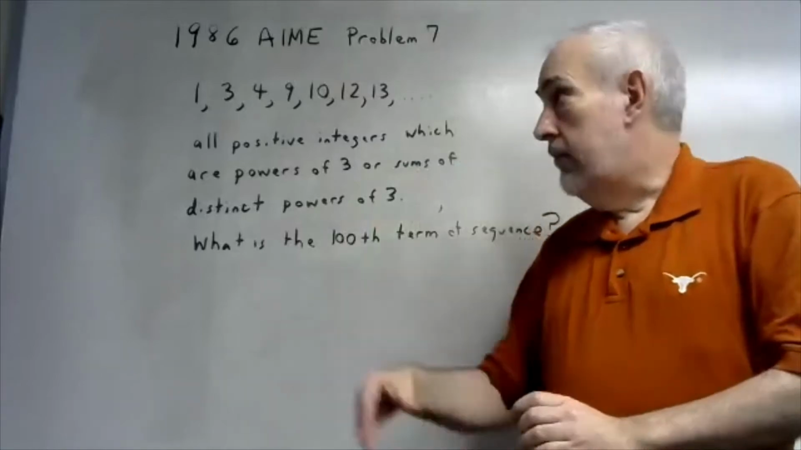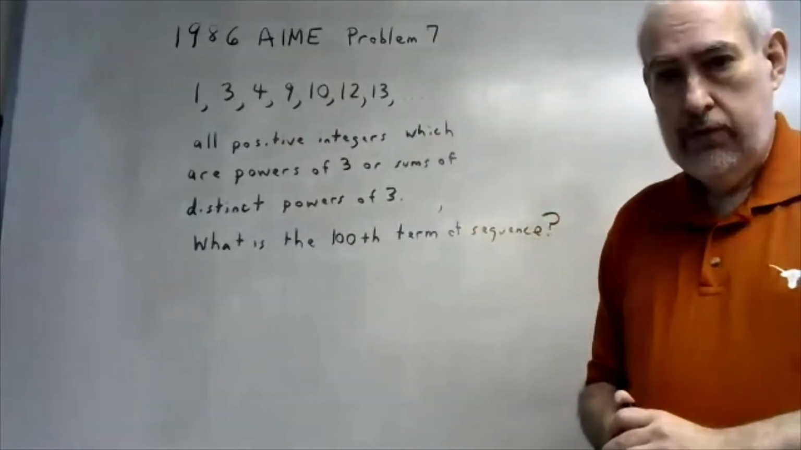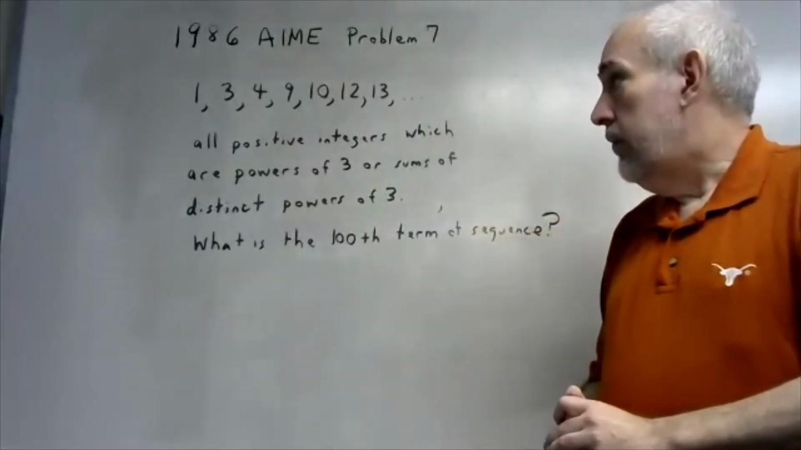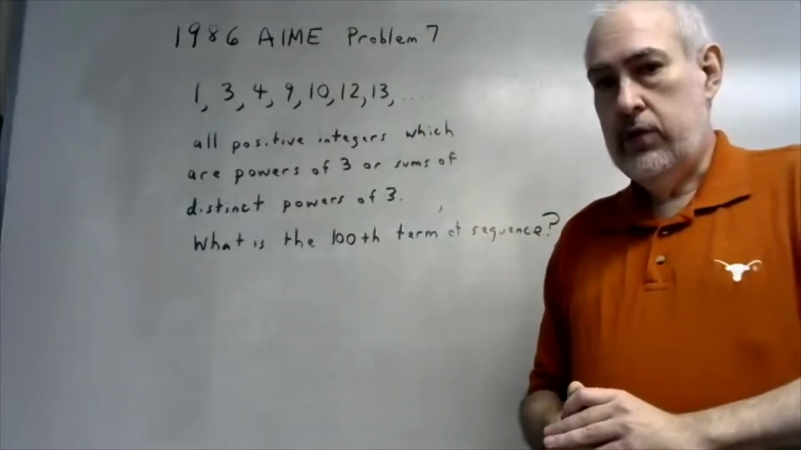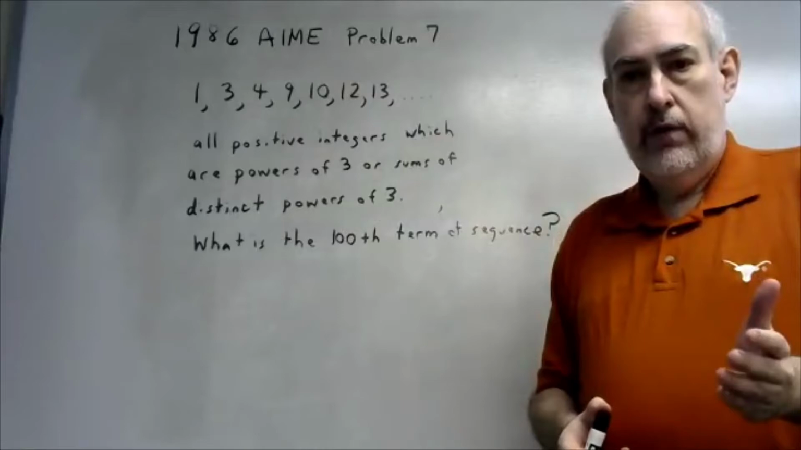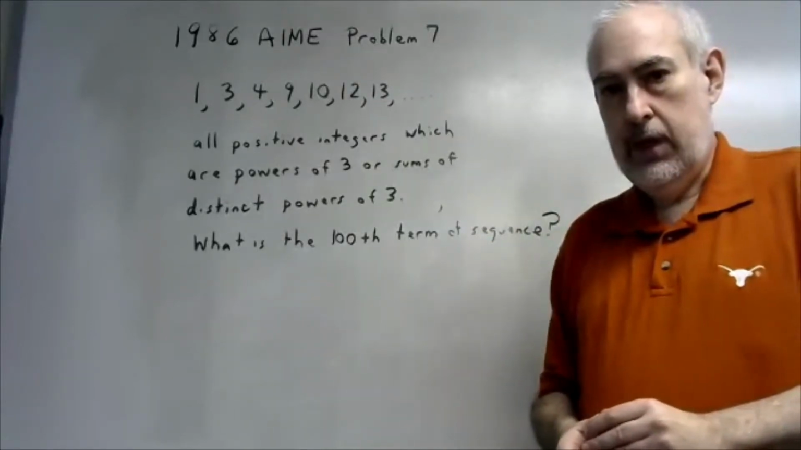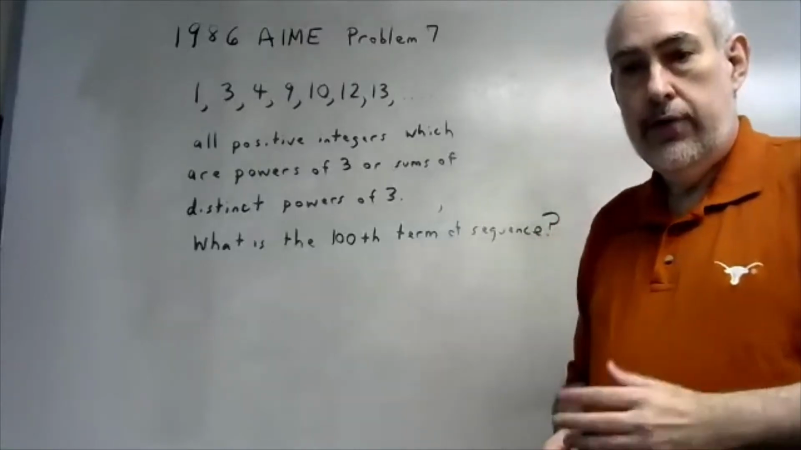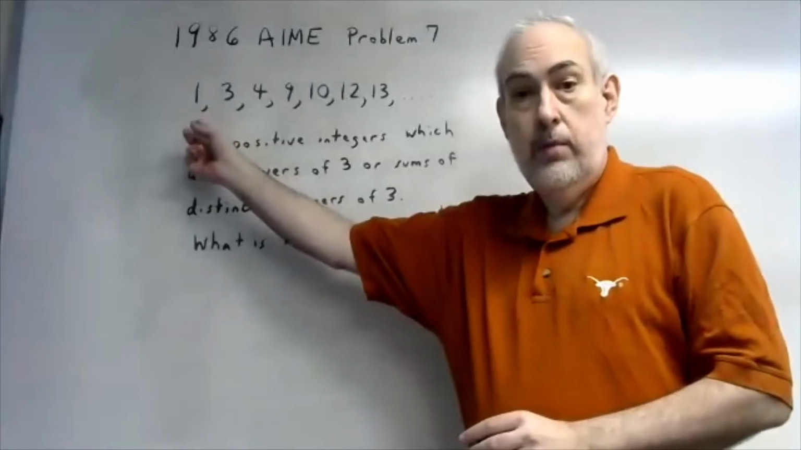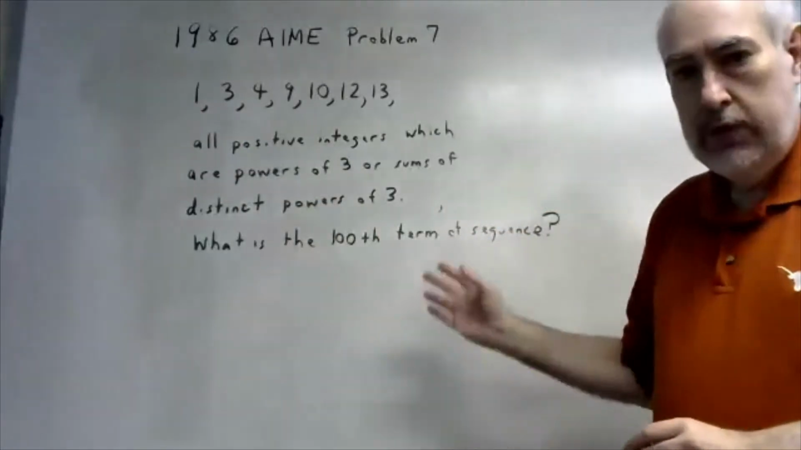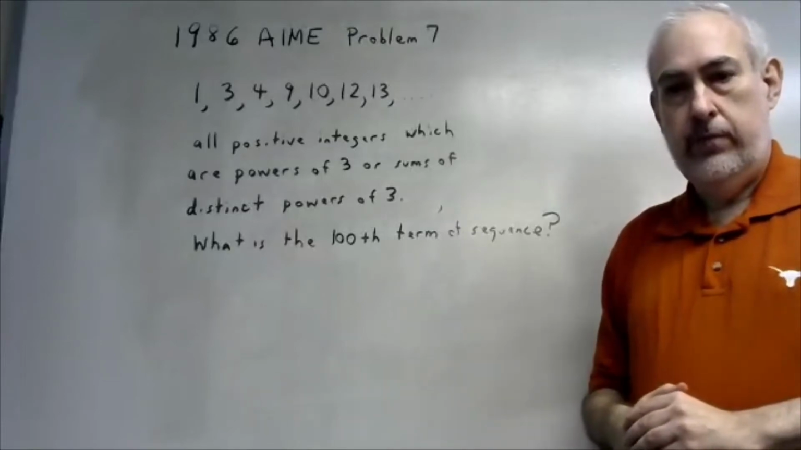The problem is that we have a sequence of increasing integers: 1, 3, 4, 9, 10, 12, 13. These are the positive integers which are either powers of 3 or sums of distinct powers of 3. Notice that we're including 3 to the 0 as a power of 3 because we have the number 1. The question is, what is the 100th term of this sequence?